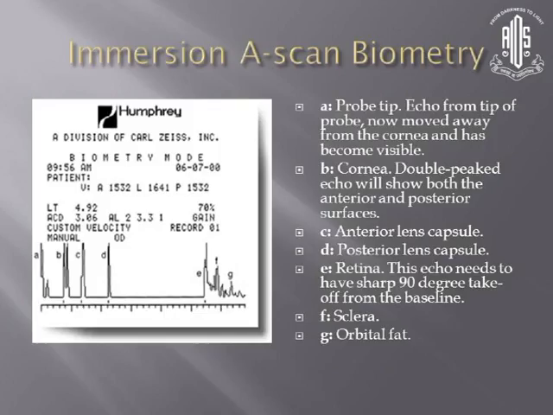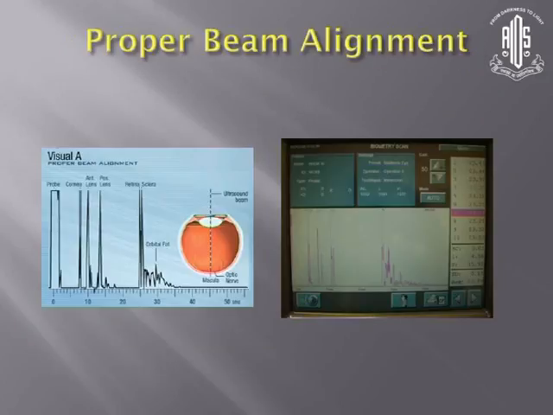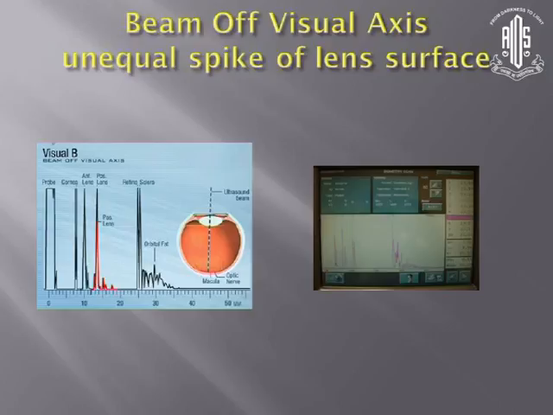In case of immersion, the first spike will be moving slightly ahead, so there will be a first spike of the contact of your immersion scan with the fluid, and the rest of the spikes remain the same. These are contact and non-contact scans for a proper beam alignment. If it is slightly off axis, the posterior lens spike will be slightly uneven as compared to the anterior lens spike.